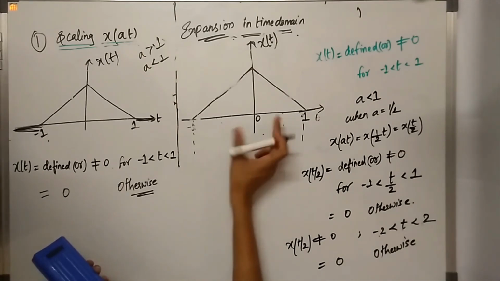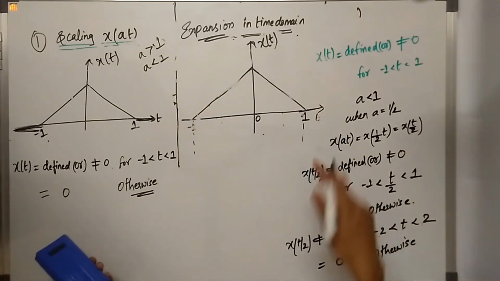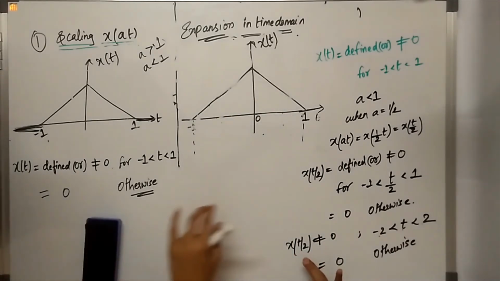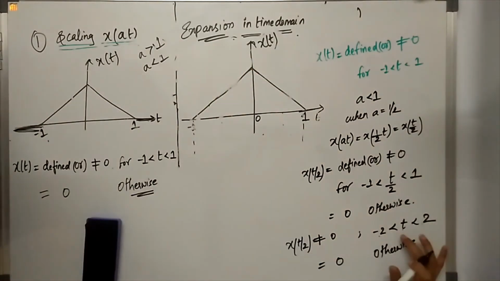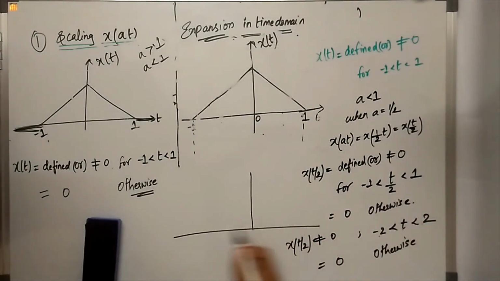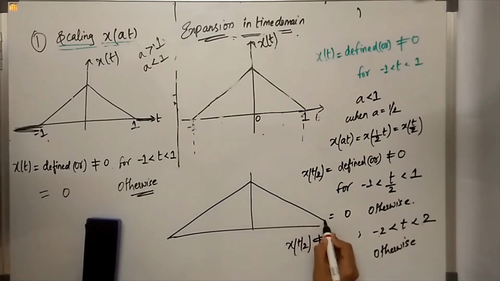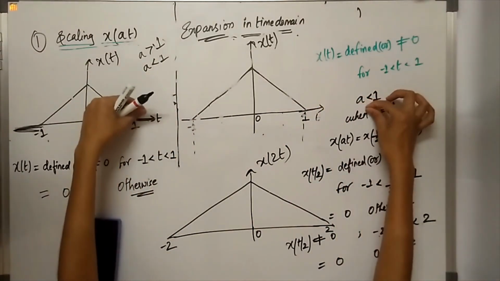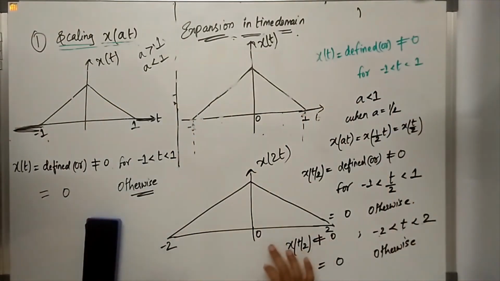So now I have a signal x of t which is varying from minus 1 to plus 1. Now x of t by 2 is the same signal; the shape of the signal will be the same. The shape of x of t by 2 is the same as x of t, but the only change is t is varying from minus 2 to plus 2 instead of minus 1 to plus 1. So what I get is t varying from minus 2 to plus 2. If I stretch the signal in the time domain, what I get is x of t by 2. So this is nothing but expansion in time domain.